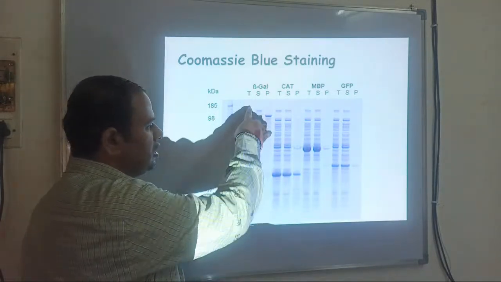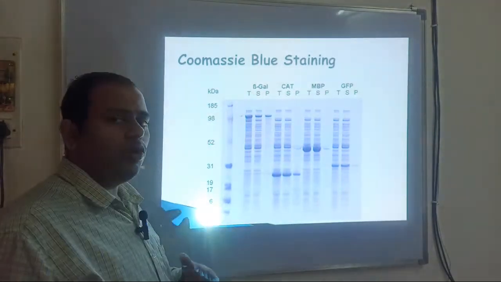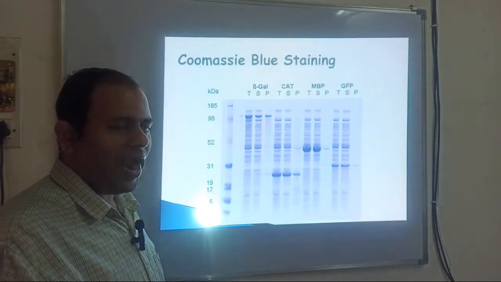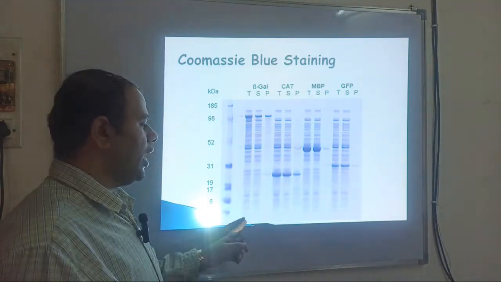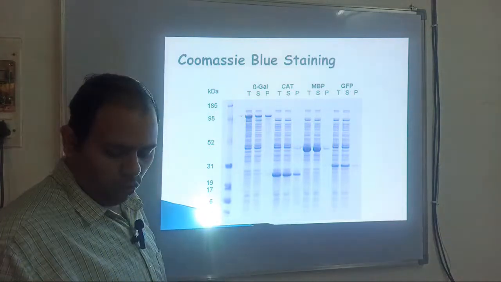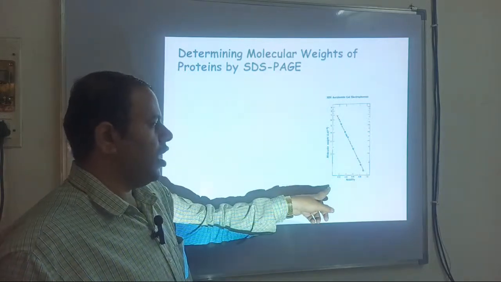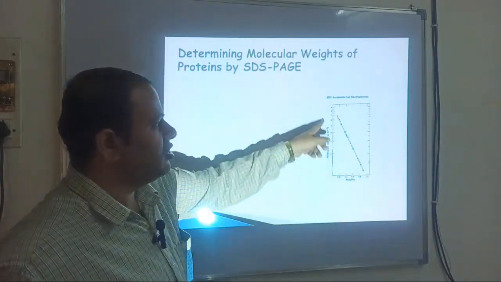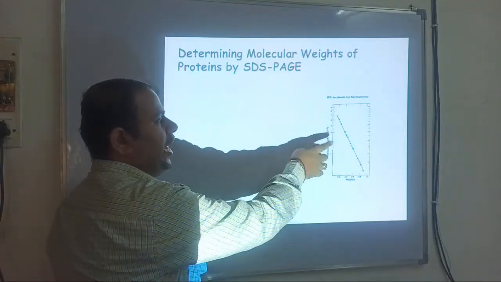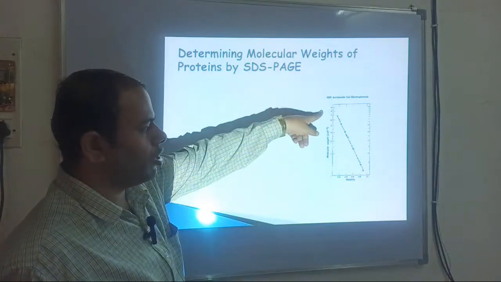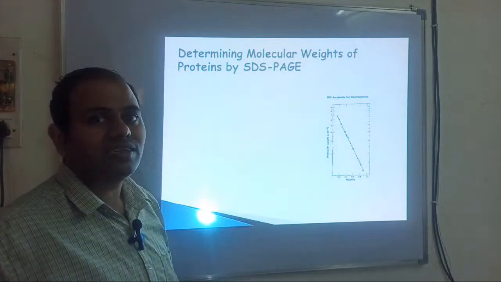Now you have to measure the distance of the band. Each band's distance you have to measure. Now when you divide the distance traveled by the band, DNA band or a protein band, by the distance traveled by the dye or dye front, you get the relative flow or RF value. Now this RF value is plotted onto this graph. Here the RF value, and here the molecular weight. You can see the molecular weight increases in 10 folds. Therefore this axis is a logarithmic axis and this axis is a linear axis. Therefore this graph paper is called a semi-log graph paper.